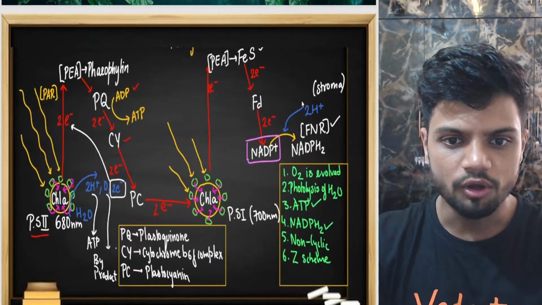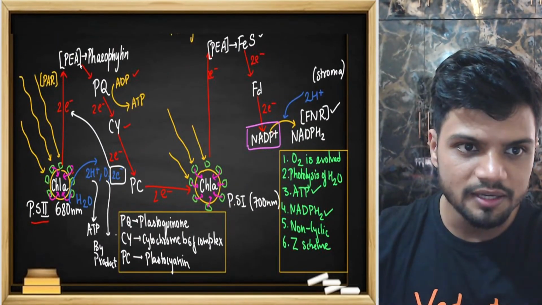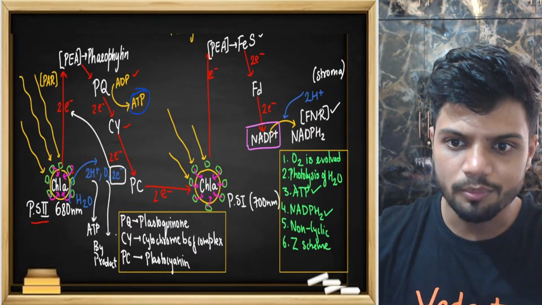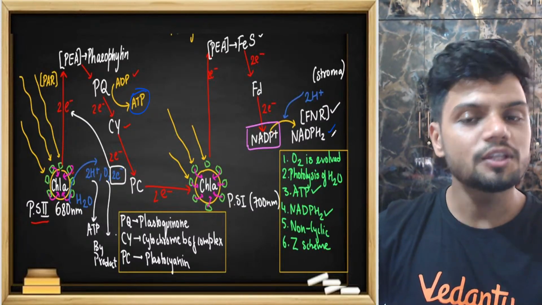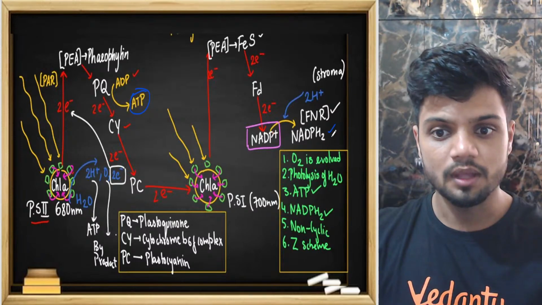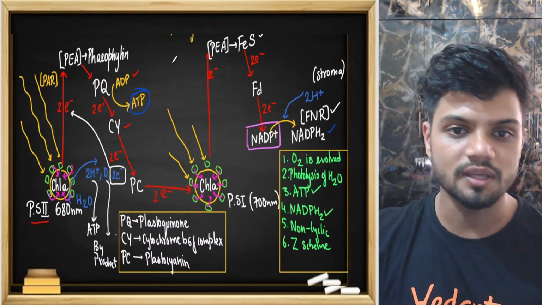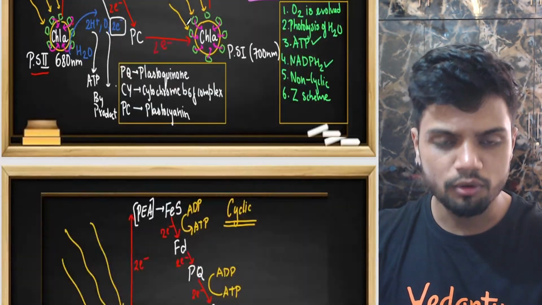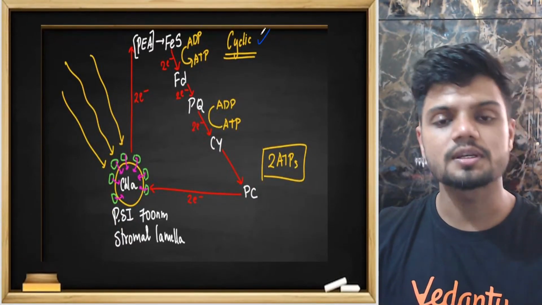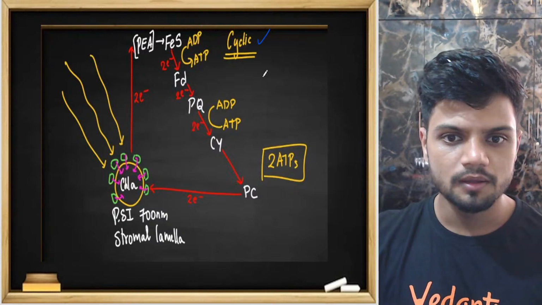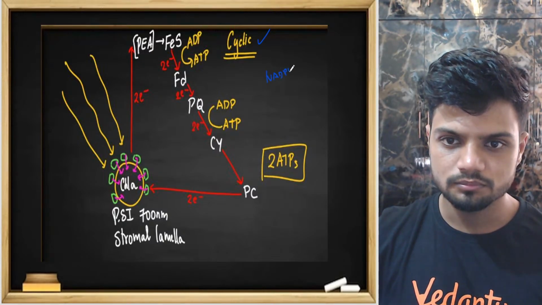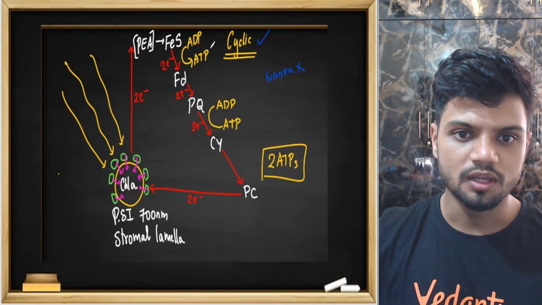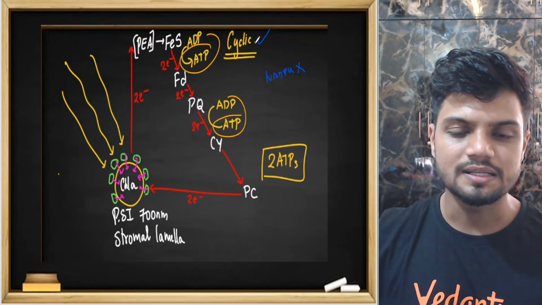If you look at your non-cyclic photophosphorylation right here, there is a formation of ATP, and at the same time there is a formation of NADPH. Now, what about the case of cyclic? In cyclic photophosphorylation, there was no NADPH. But did we see the formation of ATP? Yes, we saw the formation of ATP right here in the cyclic.